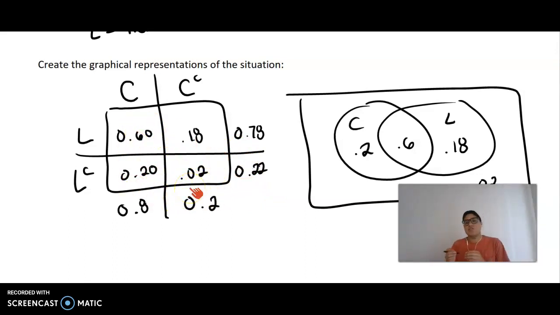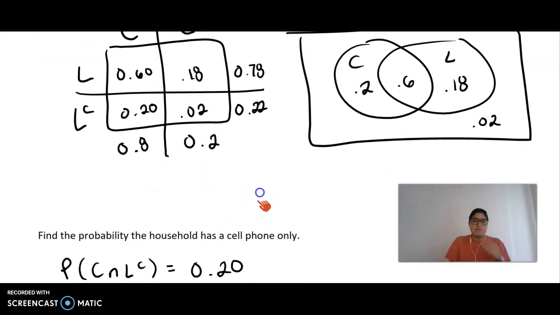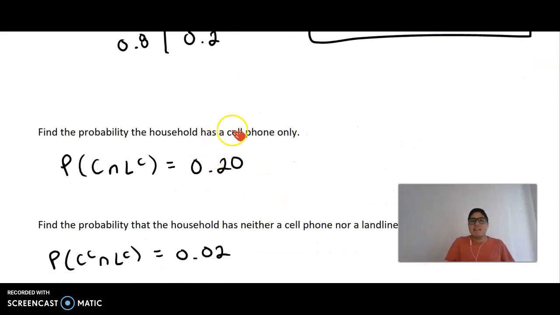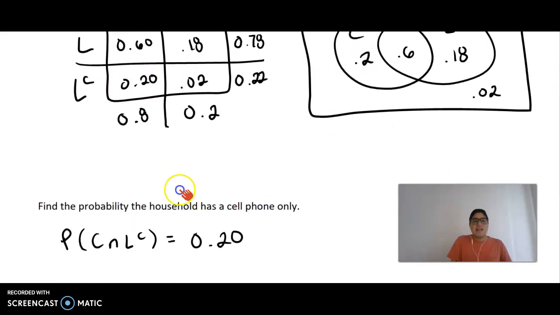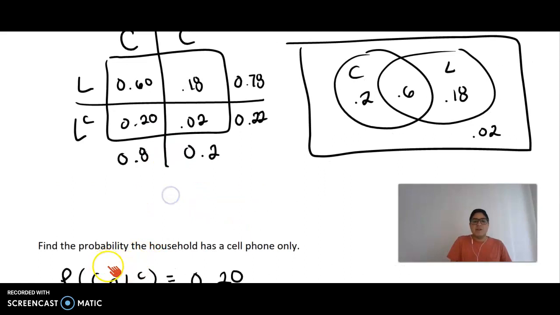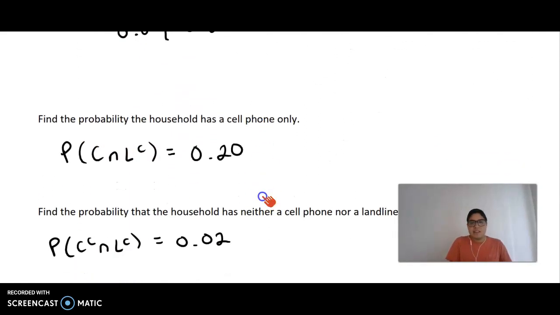Instead of adding up to the total raw frequencies, it's just going to add up to 100%. So notice 78 plus 22% is 100%, 80% plus 20% is 100%, and those same properties apply here. Now, the probability that they have a cell phone only might have been tempting to do probability of just C, but in event C, you have those who have landlines and those who do not have landlines. So since we just want the cell phone only, that would just be the 20%, those who have a cell phone and they do not have a landline.